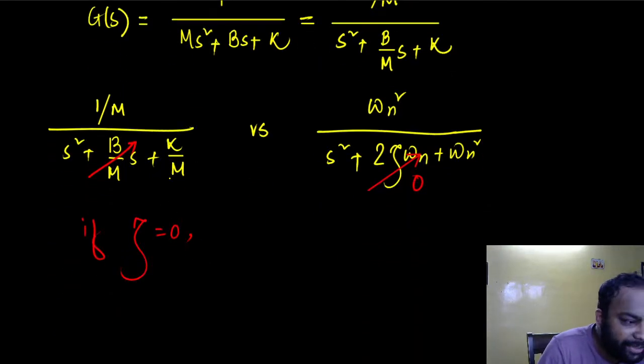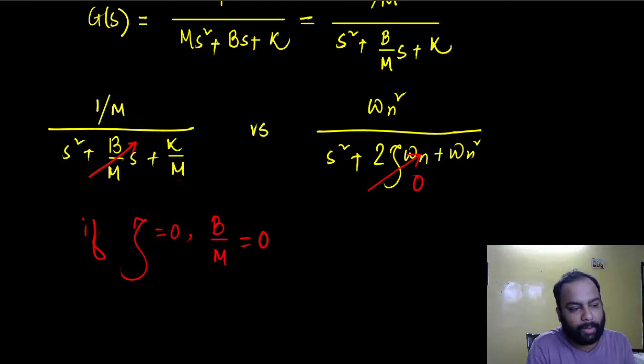Now, if zeta is equal to 0, then look at this term here. If zeta is equal to 0, then b by m has to be 0. Now, of course, m cannot be infinity, because if m is infinity, then we have a problem. We have 1 by infinity. That will be an indeterminate term, right? If m is infinity, in that case on the numerator we have infinity, so that cannot happen.